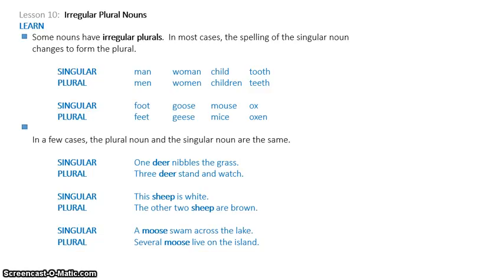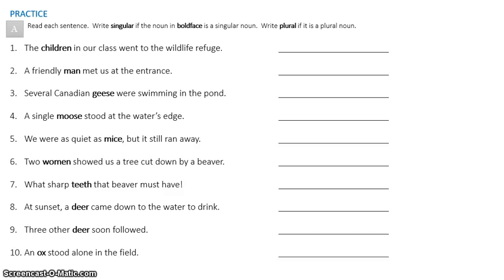You don't add S's to and stuff. So let's go ahead and go on to practice set A. It says, read each sentence, write singular if the noun in boldface is a singular noun, write plural if it's a plural noun. All right, so number 1 says, the children in our class went to the Wildlife Refuge. Well, if you are talking about one, you are talking about one child. Well, this says children, so you automatically know that it's going to be plural.